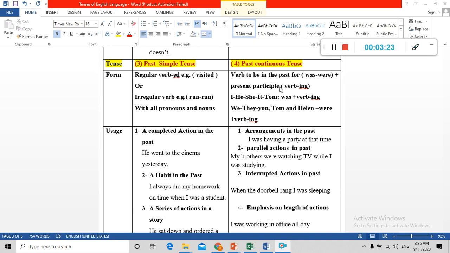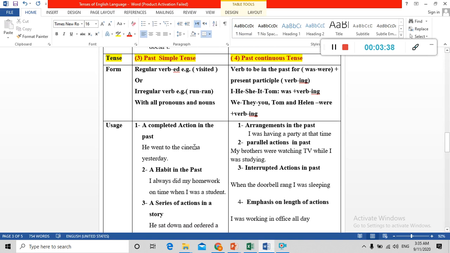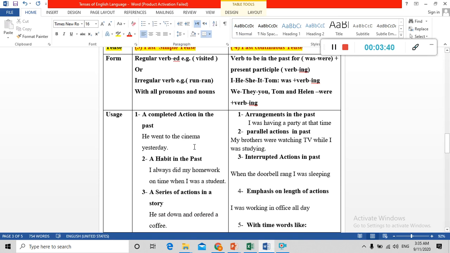Now, what we care about, because most of the students know the form, is the usage of the tenses. I will discuss most of the situations in which we use these two tenses. I start with the past simple tense.